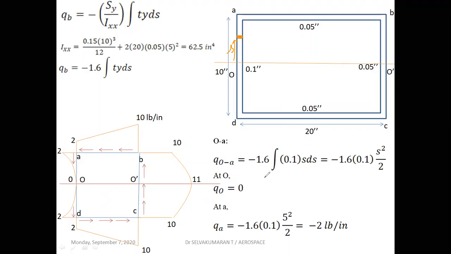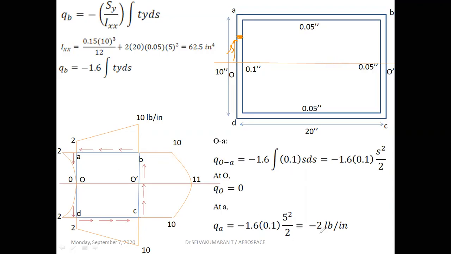At O, s is 0. The shear flow is 0. You can see here shear flow is 0. At A, s is equal to 5. Substitute here 5. You get QA is equal to minus 2 pound per inch. Here s power is, you're getting a square term, so you get a parabola between O to A. It's a parabolic variation. At A, the shear flow is minus 2.